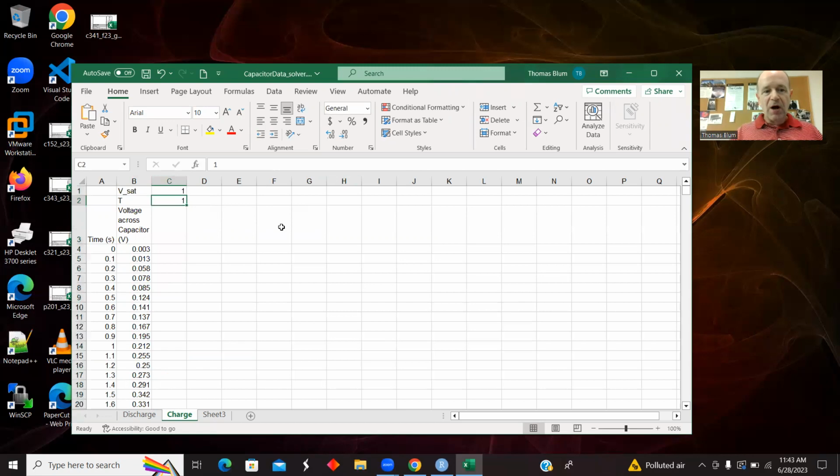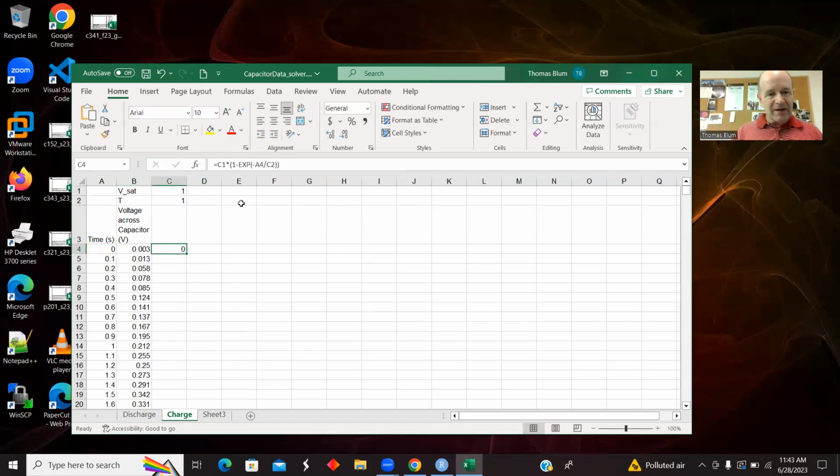So how long does it take to saturate, and what does it saturate to? Those are the two parameters. And then the actual form is the saturation voltage times parentheses 1 minus the exponential, open parentheses, of minus the variable time divided by the time constant, close the exponential, close the 1 minus.